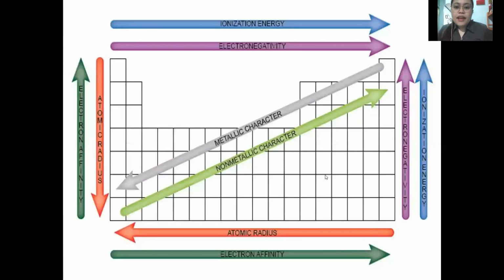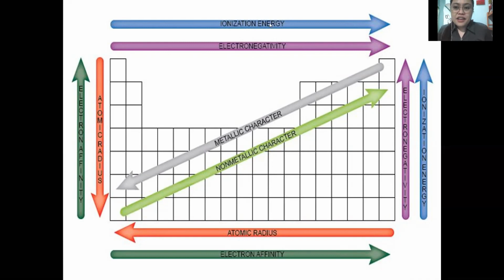Okay, so let's move on to another topic about the periodic table. Actually, this is the last. We will be discussing the periodic trends. Meron kasing, ang ating mga elements kasi sa periodic table, they are arranged according to their characteristics or properties. So these are some of their properties.